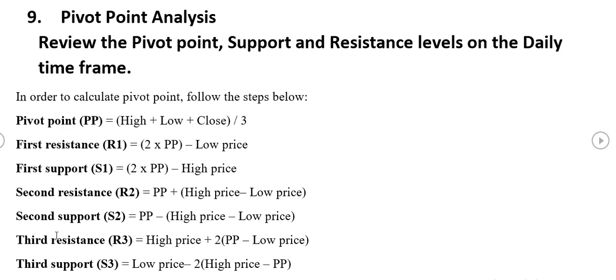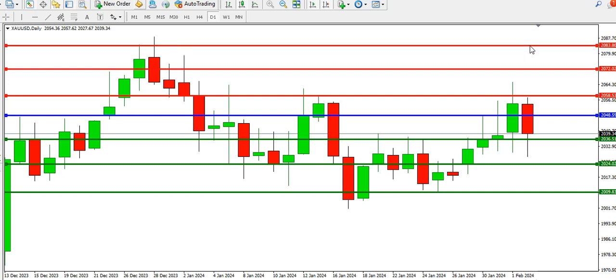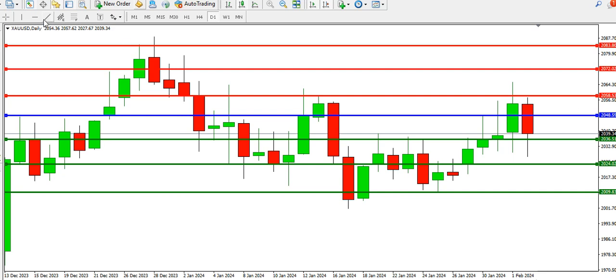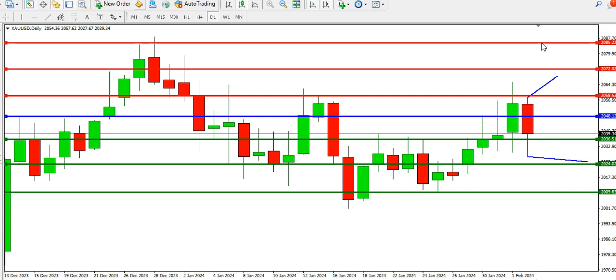To the next calculation, third resistance R3. This is R3, the third resistance. The calculation is high price plus 2 times, in brackets, pivot point minus low price. Going to the chart, these are the high price, the high price for the last candle is 2057, plus 2 times, in brackets, pivot point minus low price. That should give us the calculation for resistance 3.